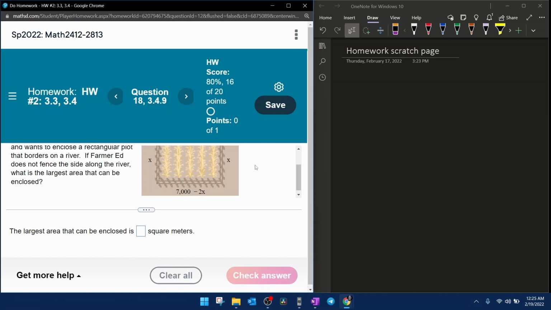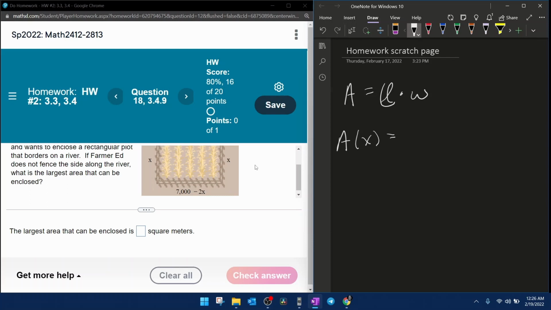The first thing we know is that this plot is rectangular. And if I want to maximize the area, I'm going to need to know the formula for the area of a rectangle, which is length times width. And then if I know the length and the width in terms of x, I can write the area formula as an area function in terms of x. So this is our ultimate goal here, to get the area function in terms of x.